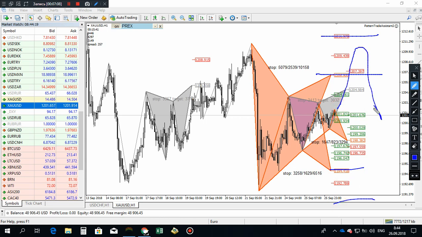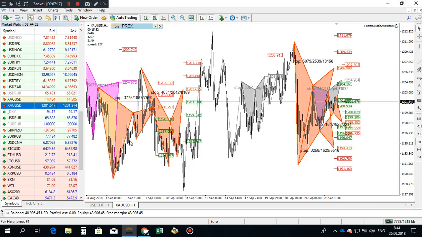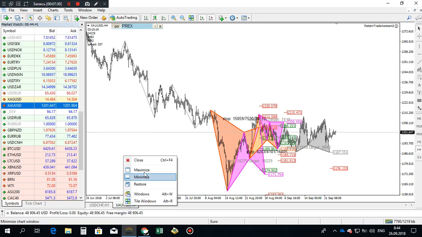So if price goes here, look for sell, and if price goes here, look for buy. Two opportunities. And again, we are consolidating a bit. The consolidation is seen on 4 hour time frame. You see this sideways movement. Okay, then let's go to something else.